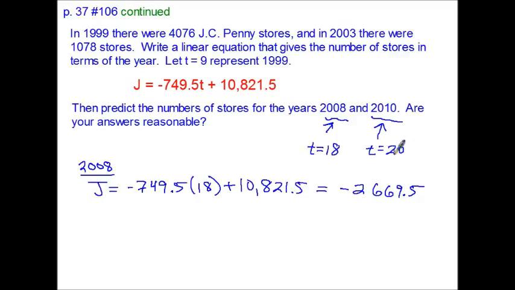Okay, and let's just not waste the time on it. If I plug in 20, a bigger number here, I'm going to have a bigger negative part, and it's going to give me an even bigger negative answer. So let's just skip that for now and come up with the kind of 'are your answers reasonable' thing. Well, is it reasonable to have a negative number of stores? No.